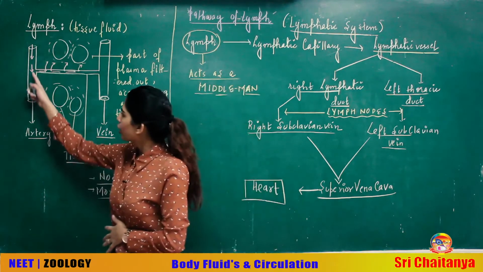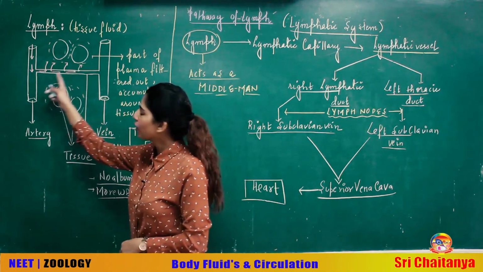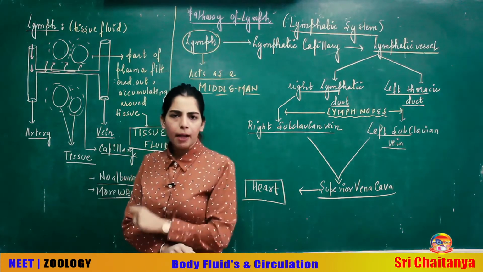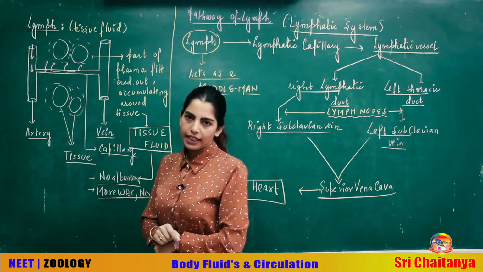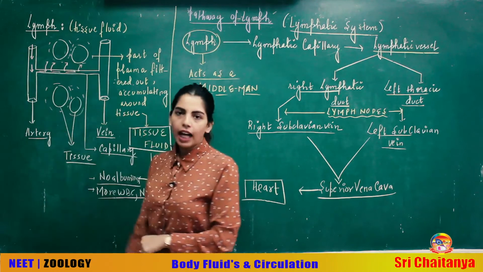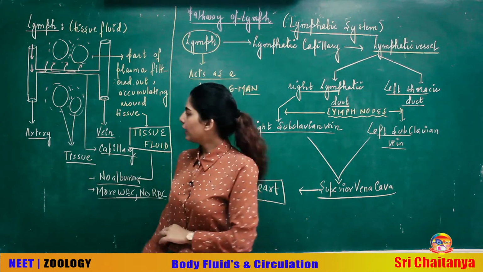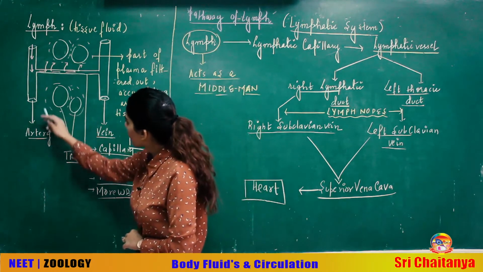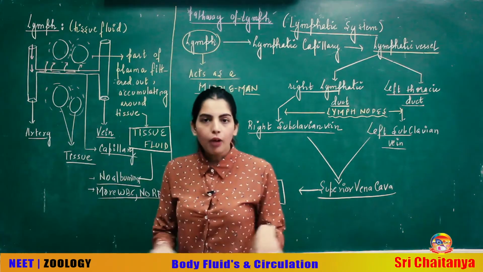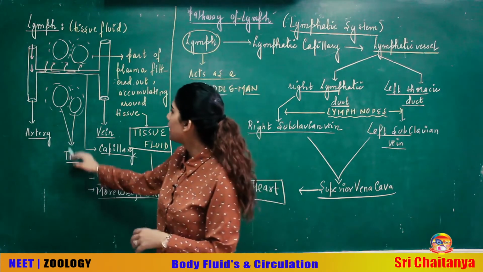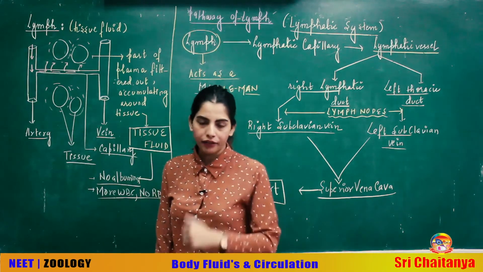Now the blood is coming through your artery, is passing through the very fine capillary which is lined by the endothelial cells, and it is getting filtered out. Once it is getting filtered out, it is getting accumulated around the tissue, forming the tissue fluid, forming the lymph.